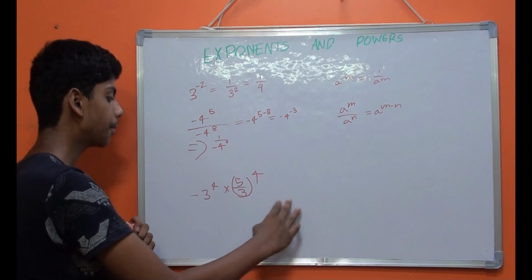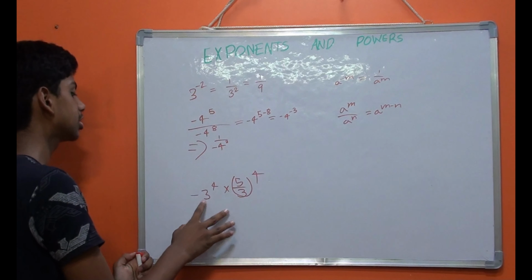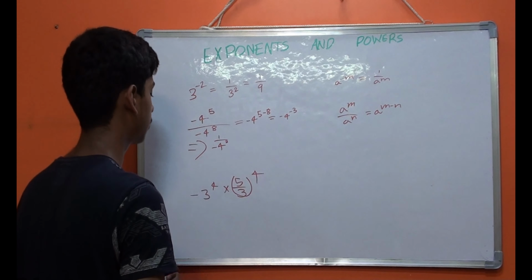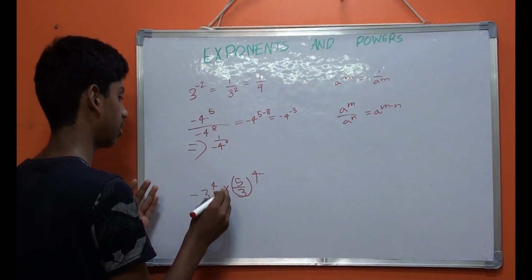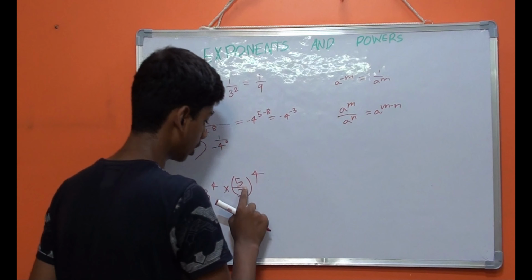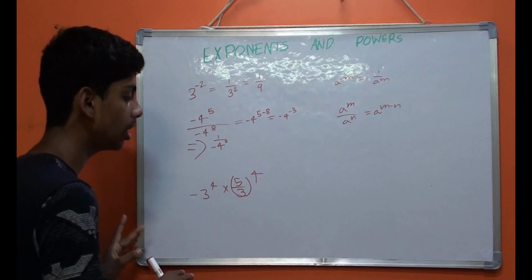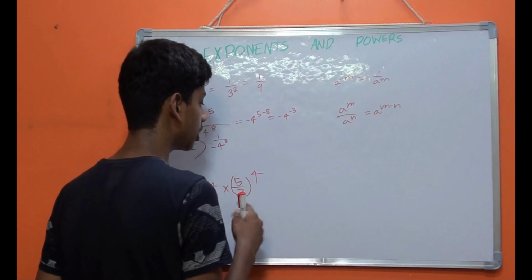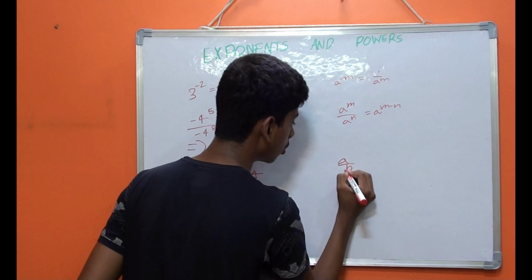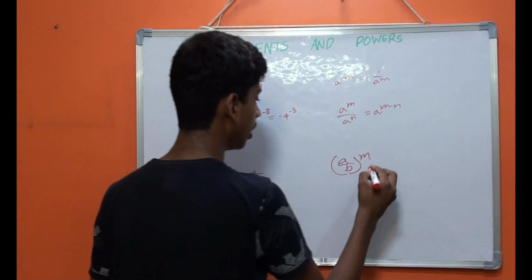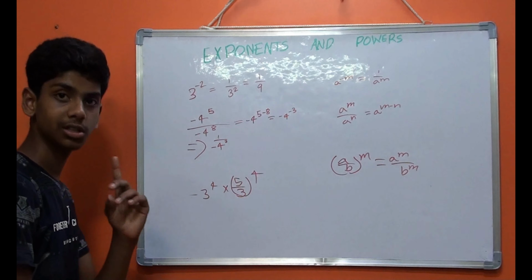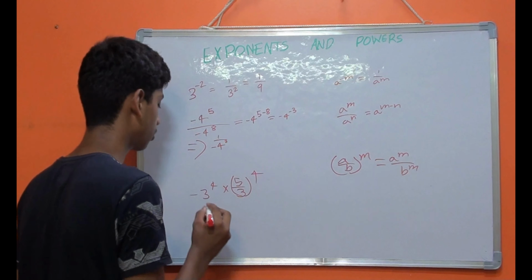Friends, now let's see another question, which is minus 3 power 4 into 5 by 3 whole power 4. Now let's see how to solve this kind of question. First, let's simplify it. Here, this one, 5 by 3 whole power 4, is in the form of a by b whole power m. Then it can be written as a power m by b power m. So first we will write it in that form.